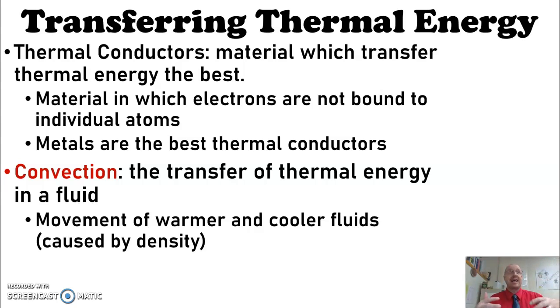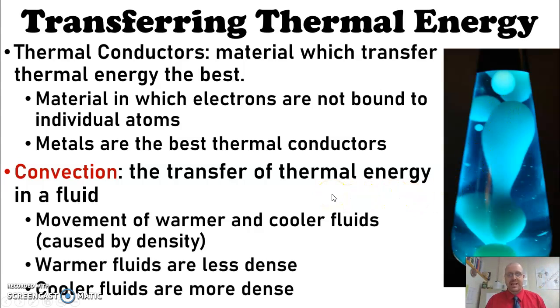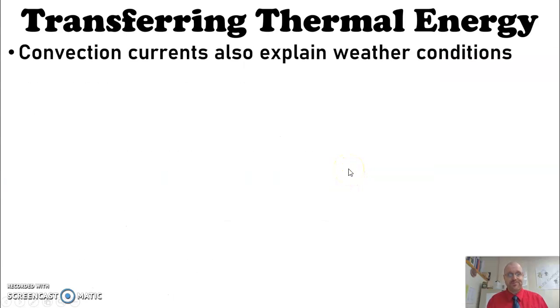That's why hot air always goes to the top of the room, and the cold air, the more dense air, stays closer to the floor. That movement by warmer and cooler fluids is called convection. Lava lamps are a perfect example of convection. The heat source is down low. Once the wax absorbs that heat, it becomes less dense and it blobs and morphs up to the very top. As it's at the top, it cools down, and then because it's cooler and more dense, it falls down. Great examples of convection. Warmer fluids are less dense, as I said, and cooler fluids are more dense.